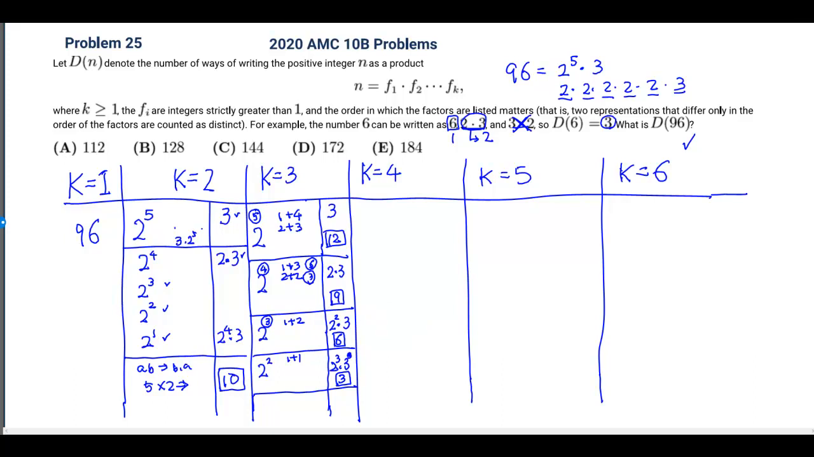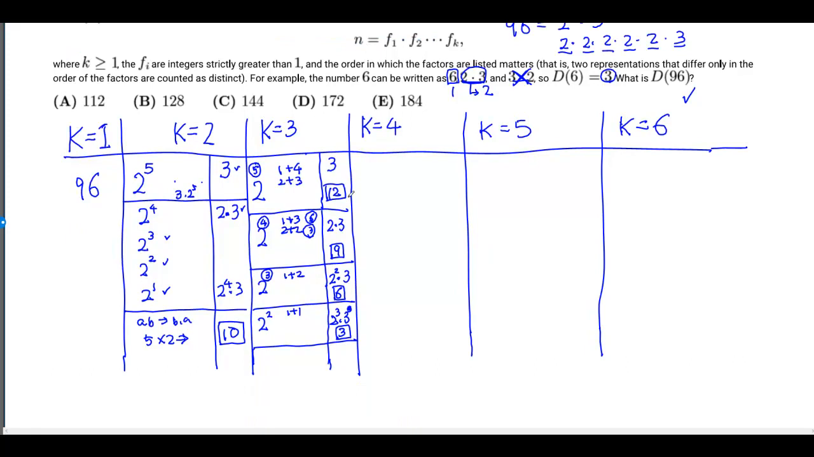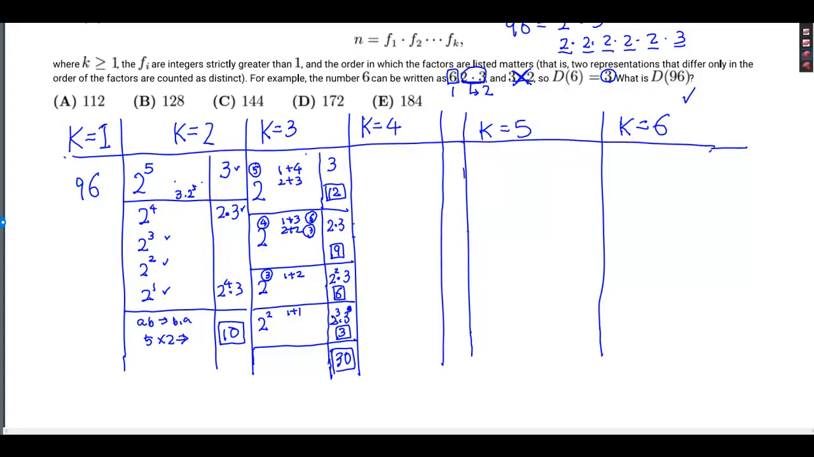But in this case, k is 3. How many different ways? 12, 9, 21, 27, 30 different ways. That is your total, okay? Now k is 4. Check it out.